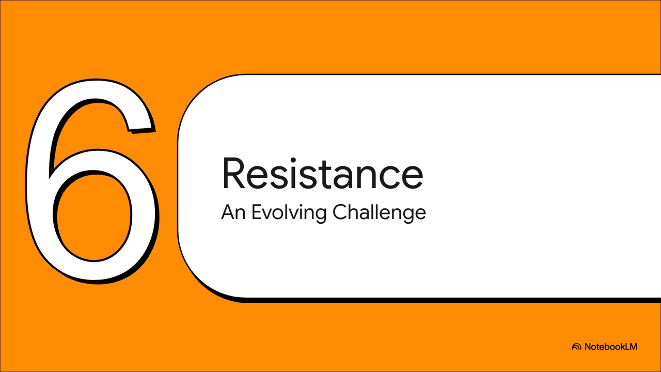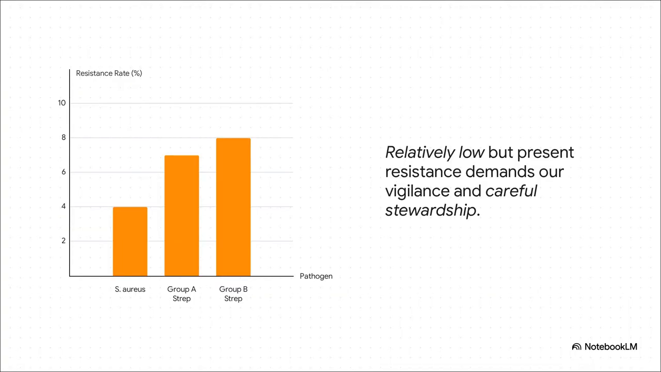Finally, let's address what is probably one of the biggest challenges we face in modern medicine, the persistent and evolving threat of antimicrobial resistance. This chart gives you a quick snapshot of the current landscape for some key gram-positive cocci. You can see resistance rates in Staphylococcus aureus and group A and B strep. They're still relatively low, but they are not zero.